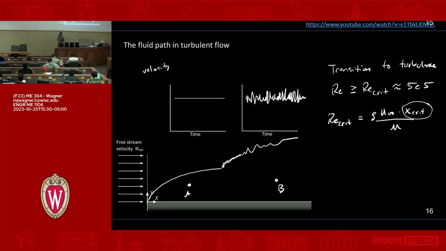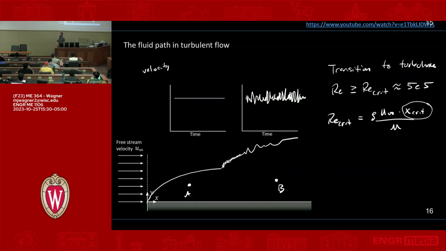The transition to turbulence happens at this critical Reynolds number. So the critical Reynolds number is basically when the inertial forces of the flow outweigh the viscous forces that are damping the inertia. So at this critical Reynolds number, which is roughly 5e to the fifth for most external flows, you start getting instability and it becomes a turbulent flow.